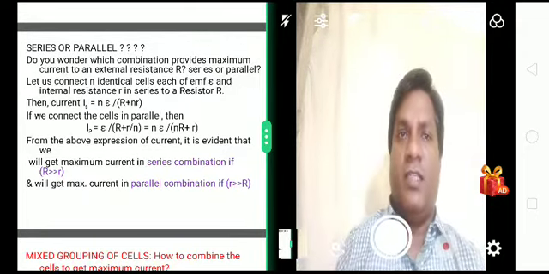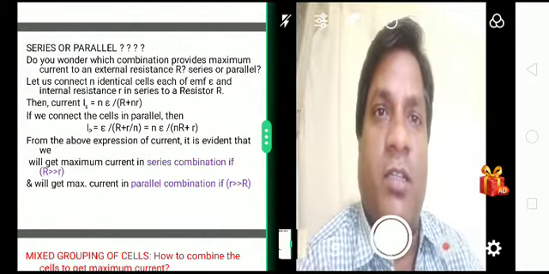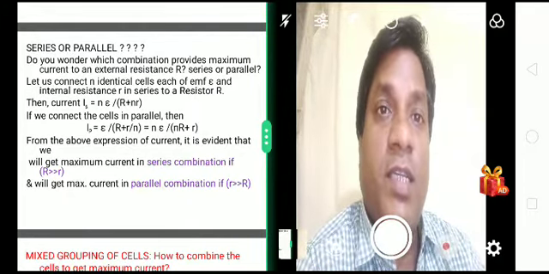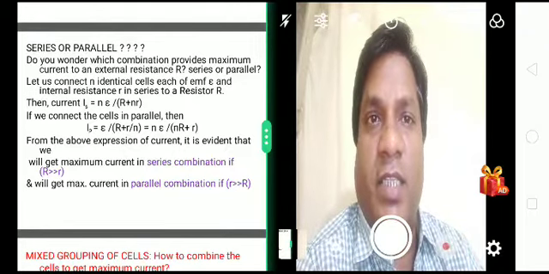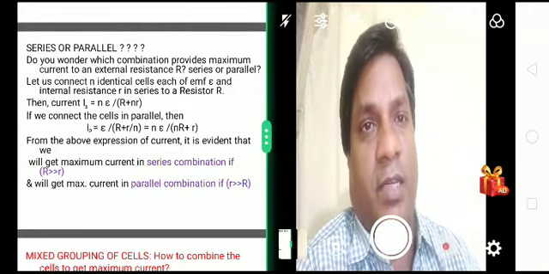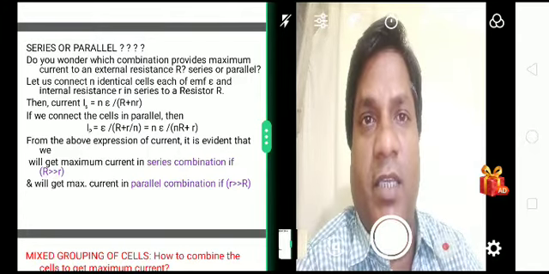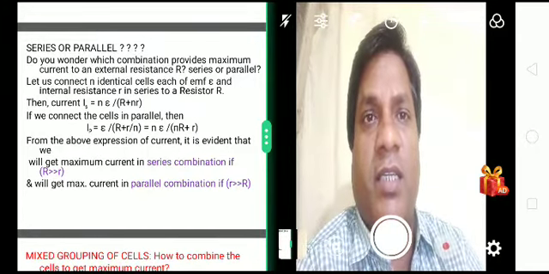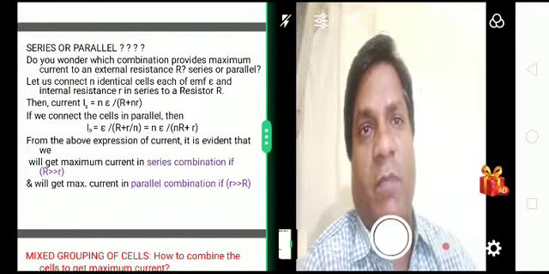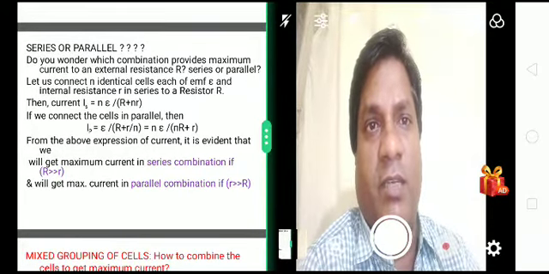But if we connect the cells in parallel and then connect the combination of the cells to the external resistance, then the equivalent EMF will be equal to the EMF of each cell, that is E. But the internal resistance of the combination will be r by n. So the current obtained in parallel combination, I_P, equals EMF divided by external resistance plus internal resistance by n. So multiply n on both numerator and denominator, then we get nE by nR plus r.